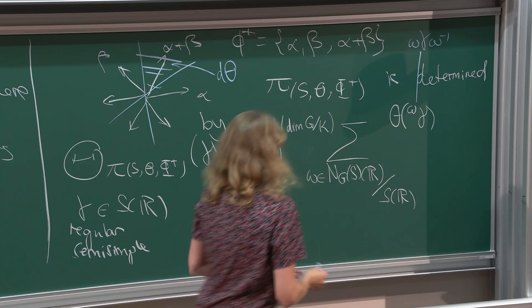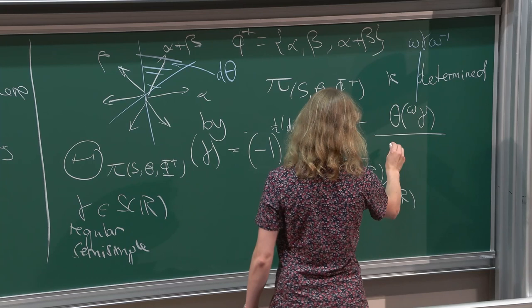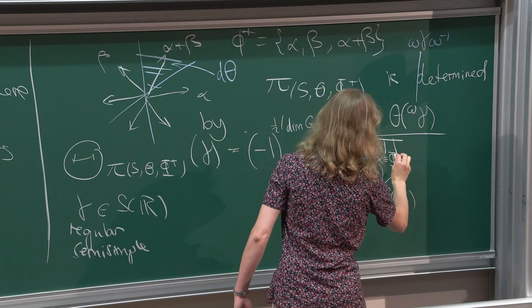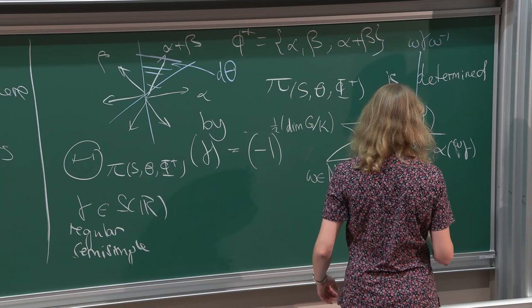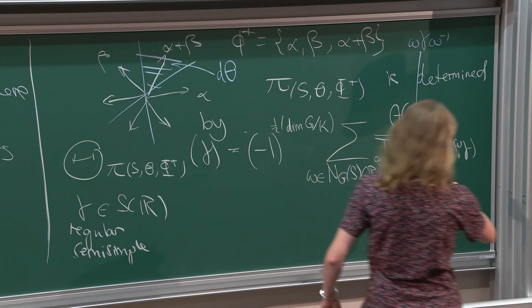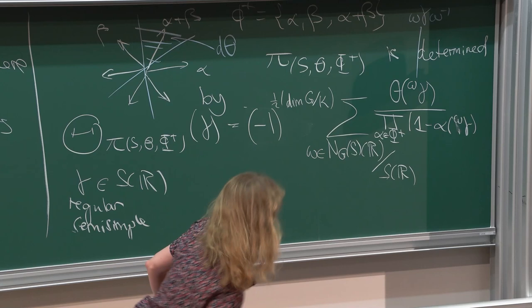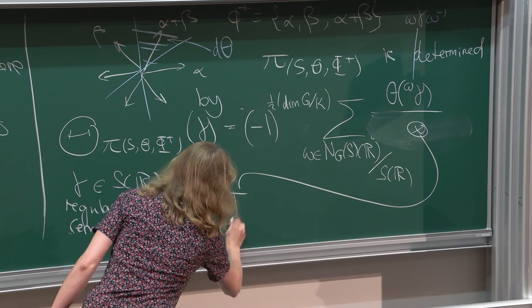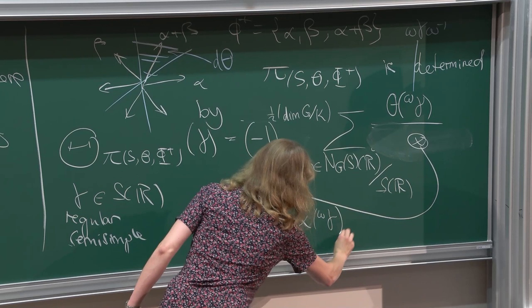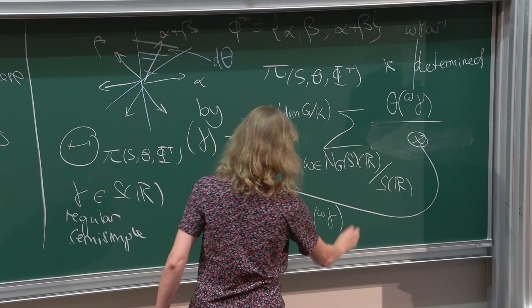And we need some normalizing factor, which is the product over all alpha inside phi plus. So that's where this positive root system comes into the game. Sorry, guys, can you still read that? Yes. The people are shy to say no. So there's a product here, and this product is the product over all the positive roots of 1 minus alpha evaluated at the w conjugate of gamma inverse.